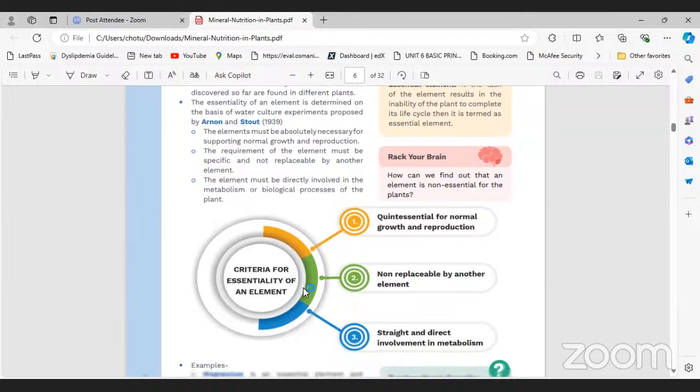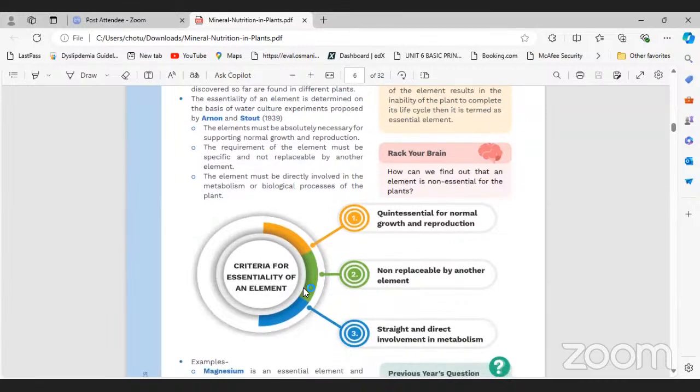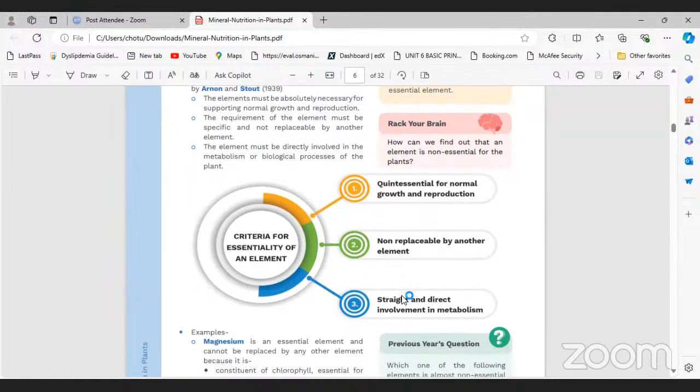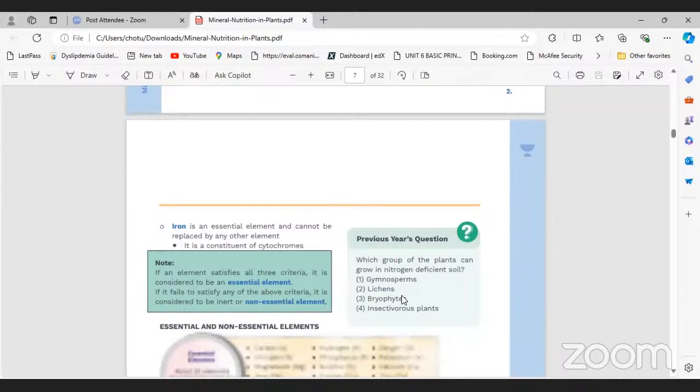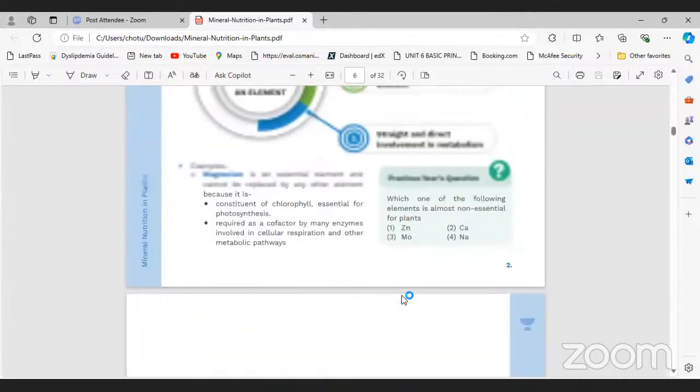Criteria for essential elements: first, potential for normal growth and reproduction. Second, non-replaceable by another element. Next, straight and direct involvement is there. Best examples: magnesium, iron.